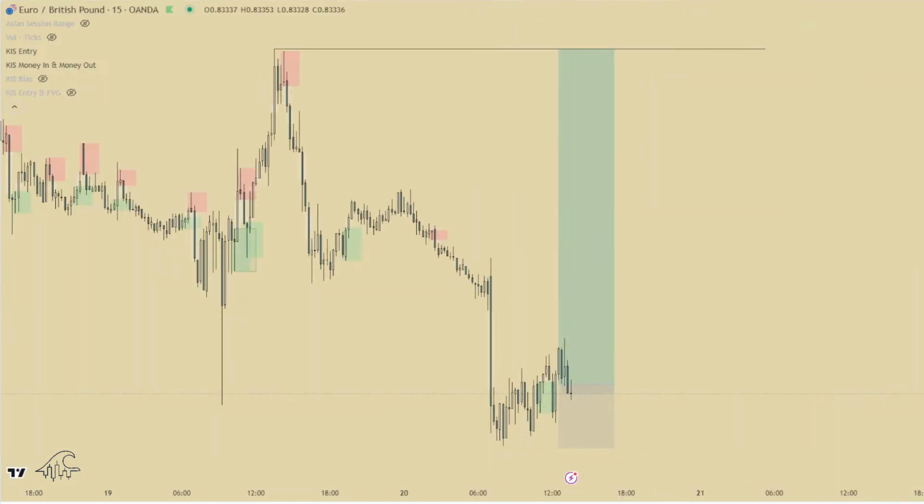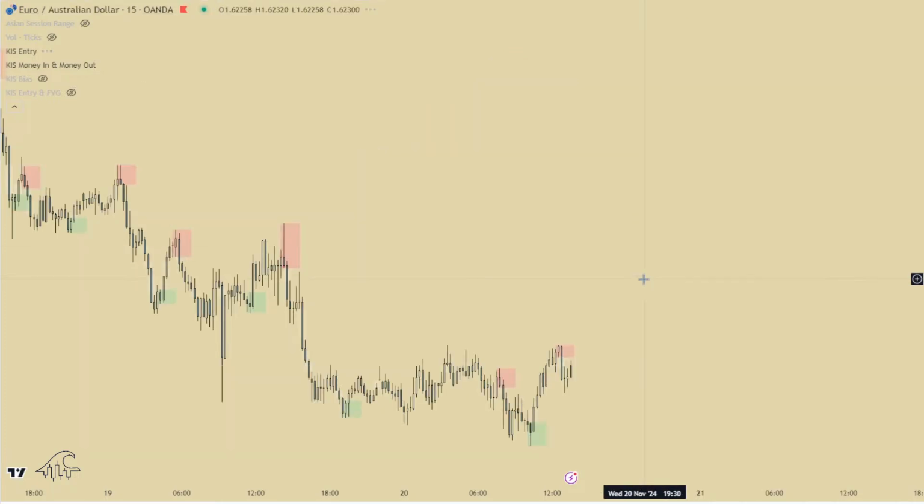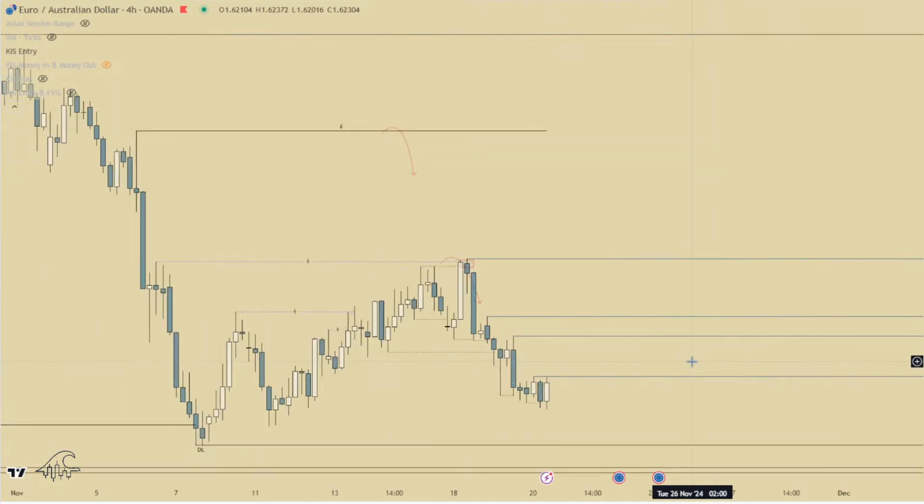So Euro GBP still just floated around that area. God, we got some messing around going on today. Some messing.